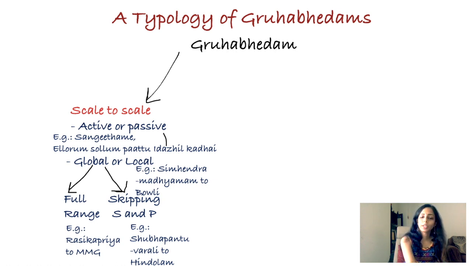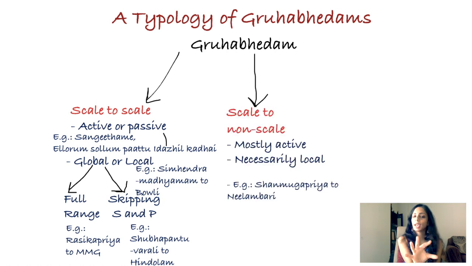So the next big category that I want to talk about is scale to non-scale. So here you go from a linear raga with a linear scale, a linear monotonic progression of notes, to a non-scale, to a raga where it's defined more by the prayogas and maybe non-standard, non-linear zigzag patterns. This is mostly active, I believe. It's mostly initiated by the musician. And it's necessarily local. You cannot have a one-to-one mapping of two complete scales. So one example that I've heard, that fits this category is from Shanmugapriya to Neelambari.